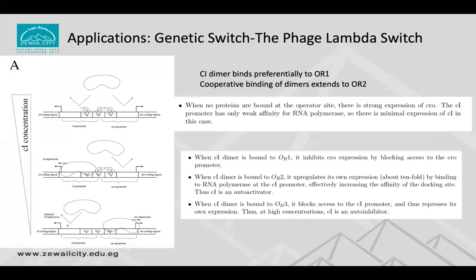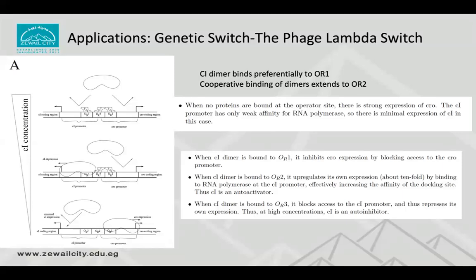First of all, the CI dimer binds preferentially to the first operator. And then once it binds, there's cooperative binding that extends to the second operator. Now in the absence of any proteins there, there's strong expression of Cro. And the CI promoter has only weak affinity for the RNA polymerase, so there's minimal expression of CI. So the polymerase is going in this direction to produce Cro.